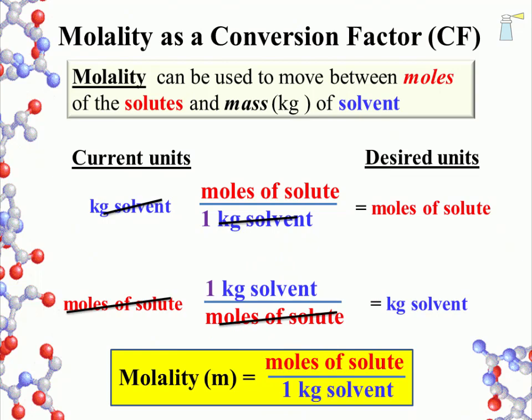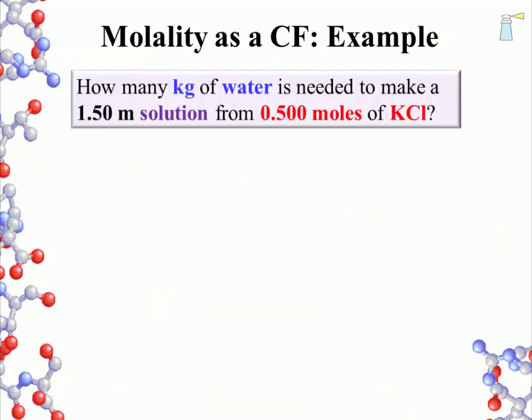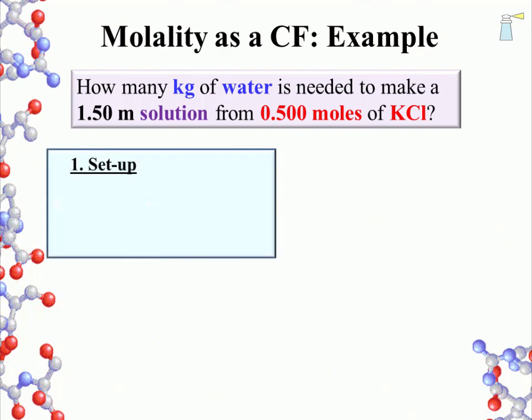An example problem will emphasize just how similar these principles are to those used with molarity and molecular weight conversions. The example asks, how many kilograms of water is needed to make a 1.50 molal solution from 0.500 moles of potassium chloride, KCl? To be sure that this is a conversion problem, a review of the problem is in order.